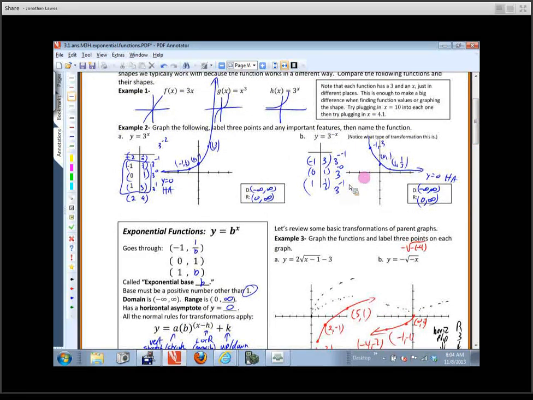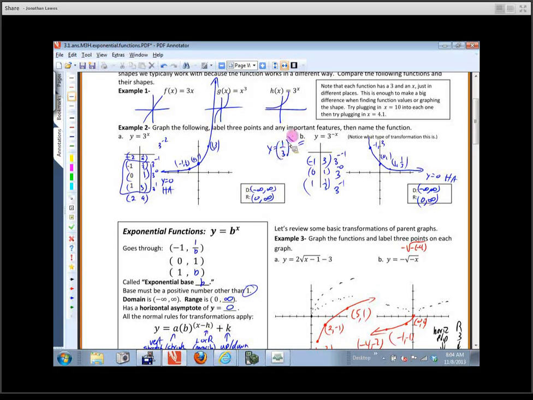So another way to do this graph would be to think of it as 1/3 raised to the x. Okay? And I kind of like having it in this format because then I know it goes through these three points. This is where the bend happens. Whatever the base is, whether it's a number between 0 and 1 or bigger than 1, it always goes through negative 1, 1 over the base, the reciprocal of the base, 0, 1, and then 1 comma whatever the base is. Okay? So hopefully you looked at those.